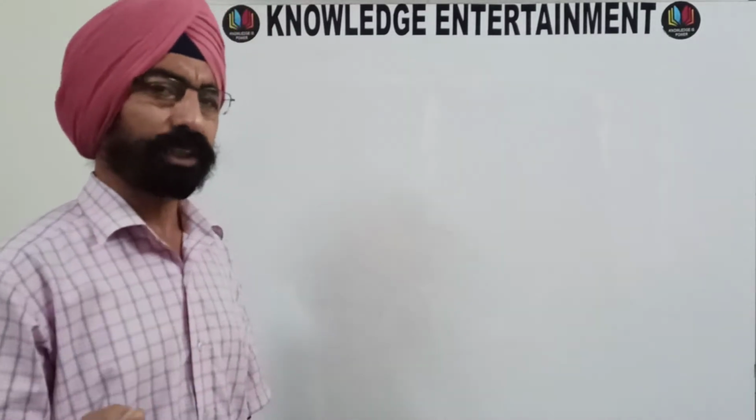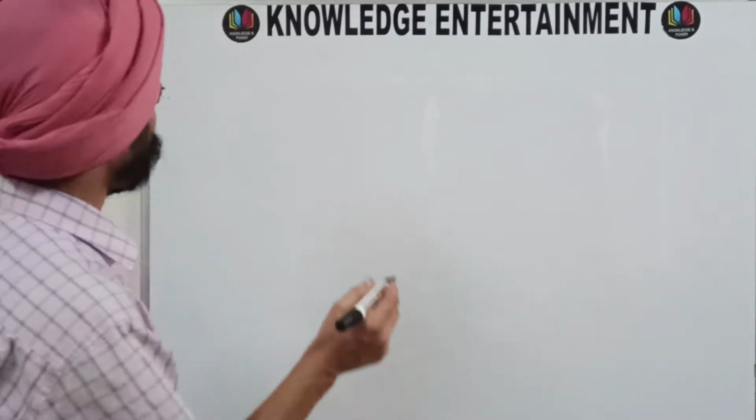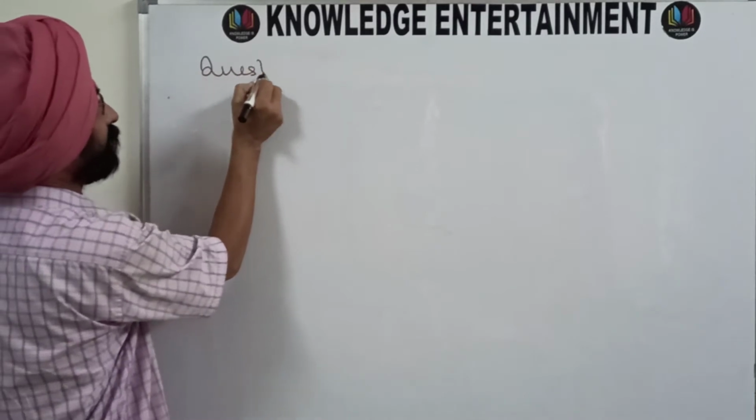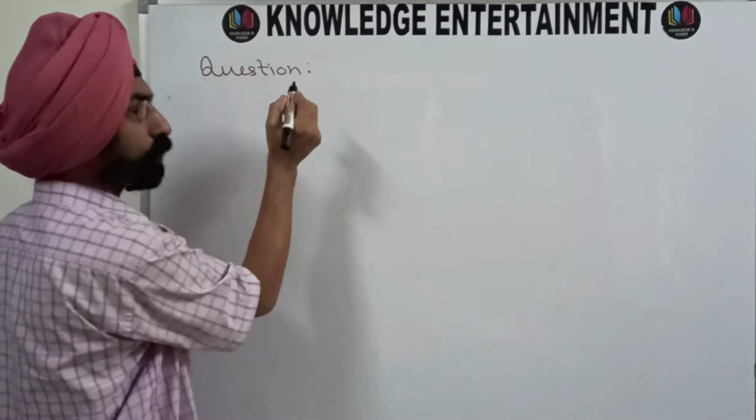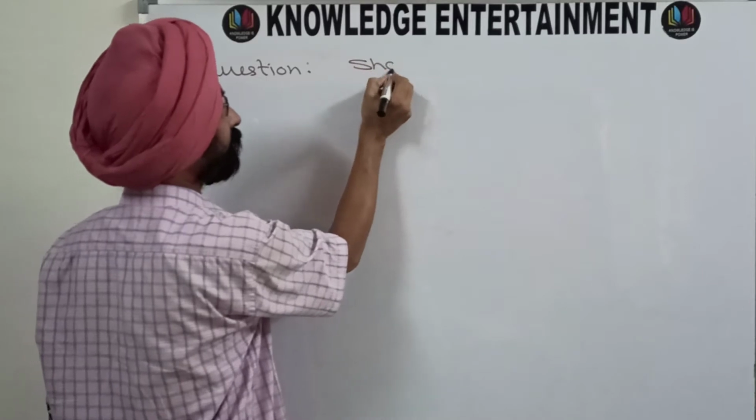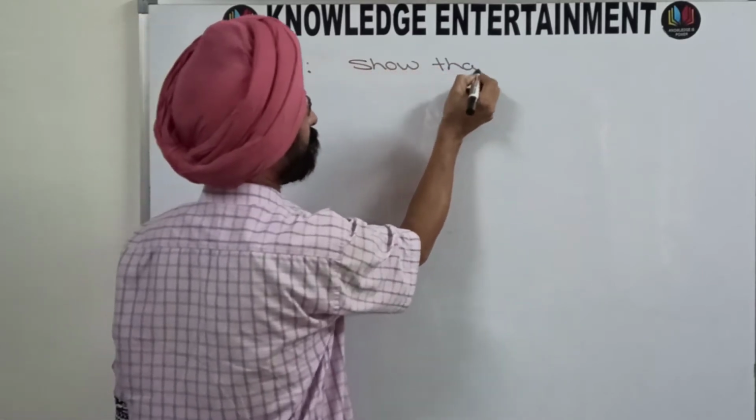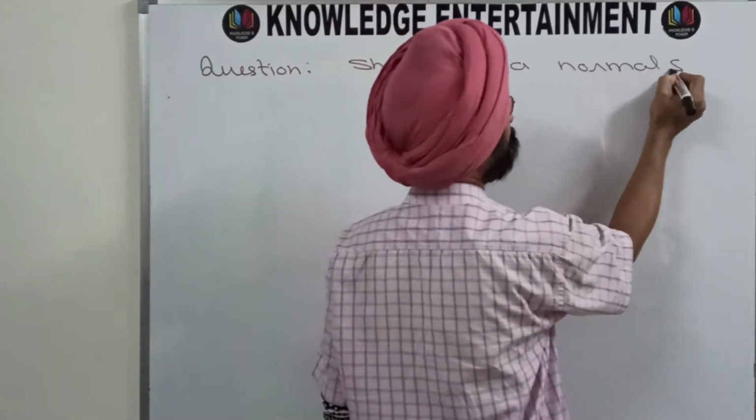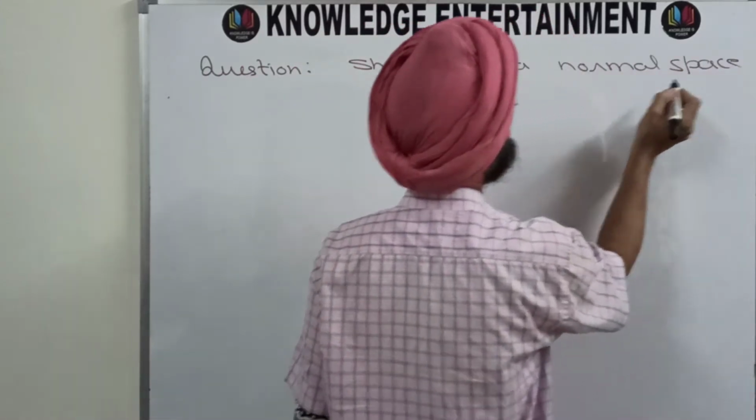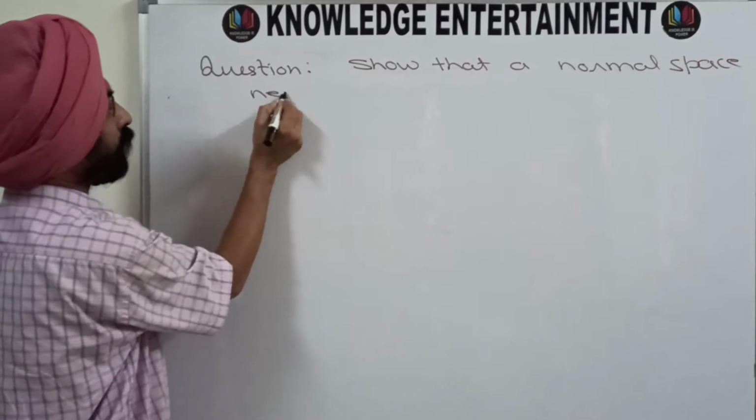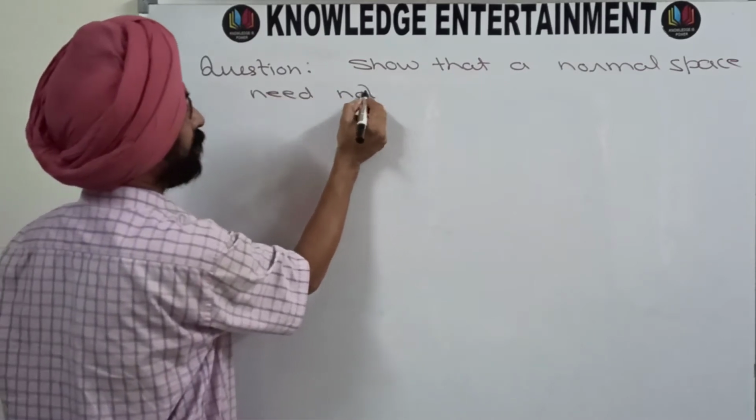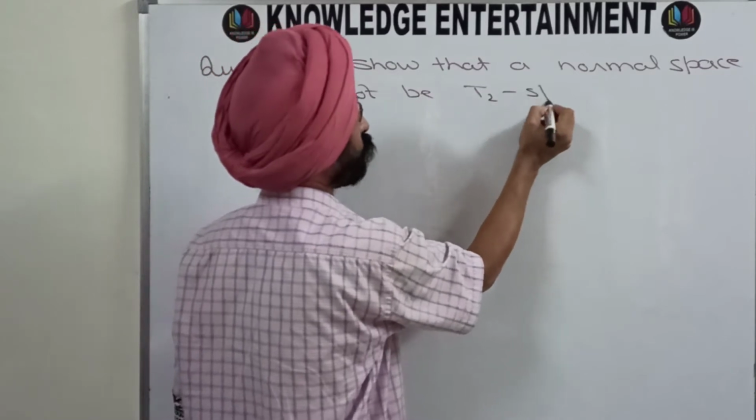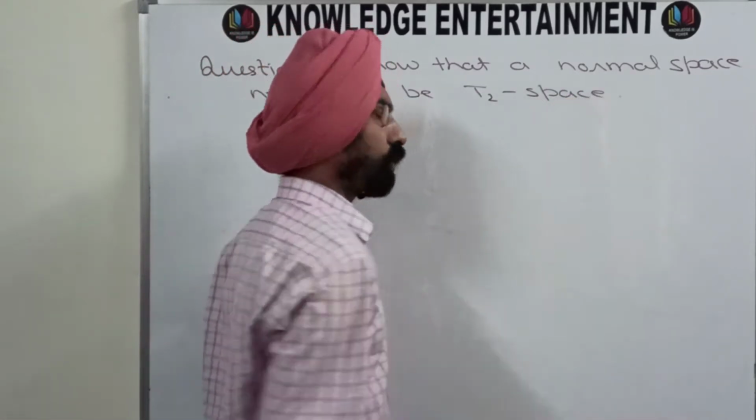So the first question I'm going to take today is this question. I'm not writing it as a theorem, so it is just a question. Show that a normal space need not be a T2 space. That means Hausdorff. So this we have to show.